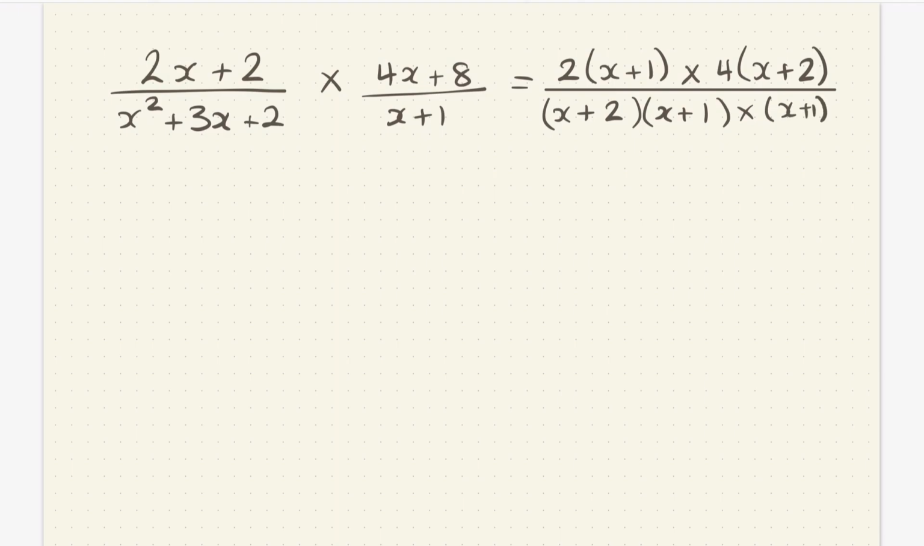Now, going through, we can see things that we can start cancelling out. On the top, we have got x + 1, and on the bottom, we also have x + 1. So I'm going to cancel out one of those with one of those. And on the bottom, we've got an x + 2. On the top, we also have an x + 2. So those 2 can also cancel. Now I'm going to be left with a 2 times 4, which gives me 8. And on the bottom, I'm left with this bracket, x + 1. So my final answer is going to be 8 over x + 1.